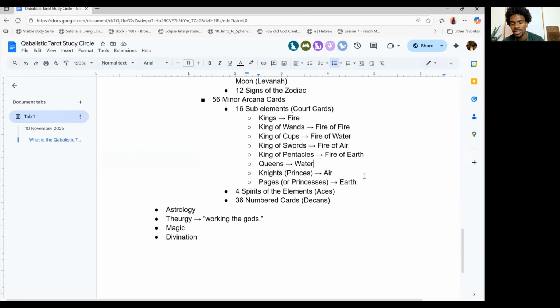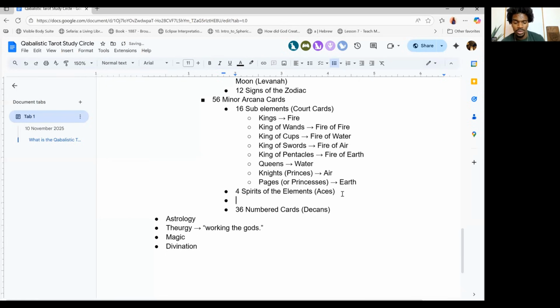And then the queens, we have the Queen of Wands is the water of fire, Queen of Cups is the water of water, Queen of Swords is the water of air, and then the Queen of Pentacles is the water of earth. And you go down through them. And then the four spirits of the elements, the aces. So the Ace of Wands, I'll only do one.